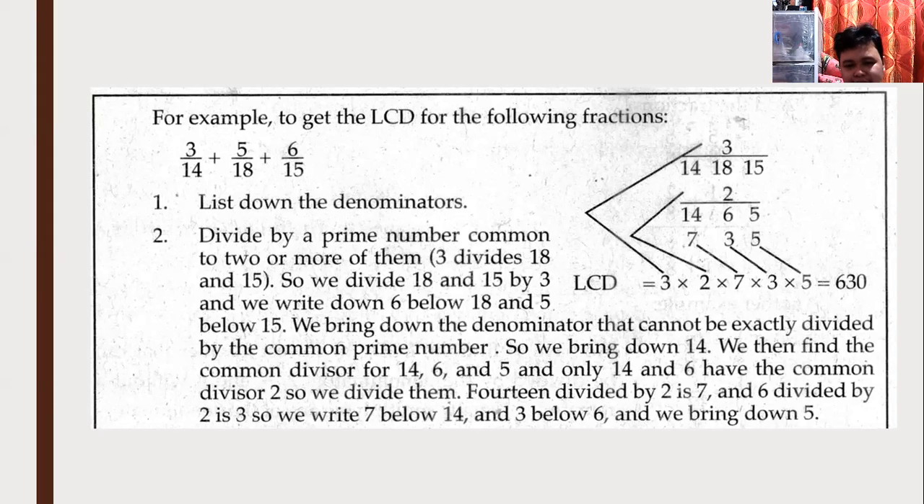divides 18 and 15. The 3 is not a common denominator of the 14. So, divide 18 and 15 by 3, and we write down 6 below 18 and 5 below 15. We lowered them. What is the sameness of the three? So, we divide 18 and 15 by 3.